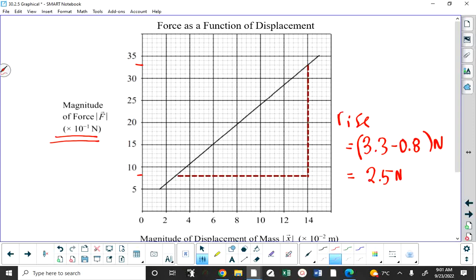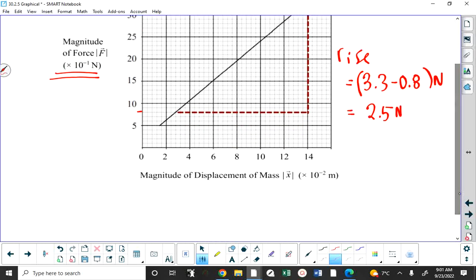So the rise is 2.5 newtons on my graph. I mean, if you chose different points, you're going to get a different rise. My run, let's see, this is 10 to the negative 2. So what is my run? My run is 14 times 10 to the negative 2.